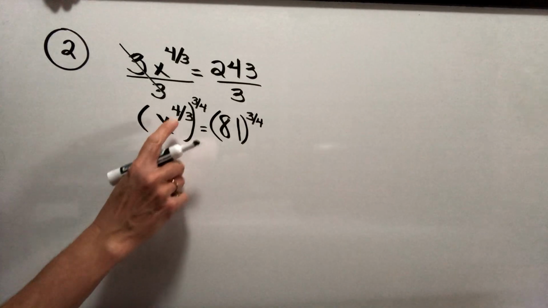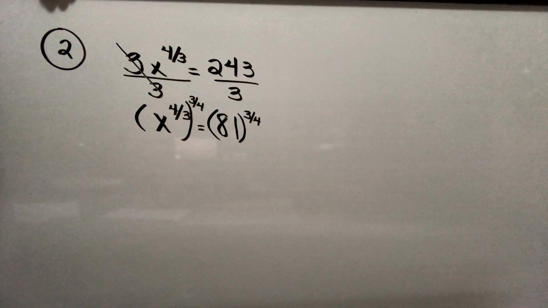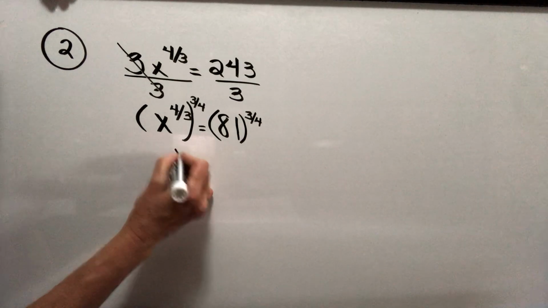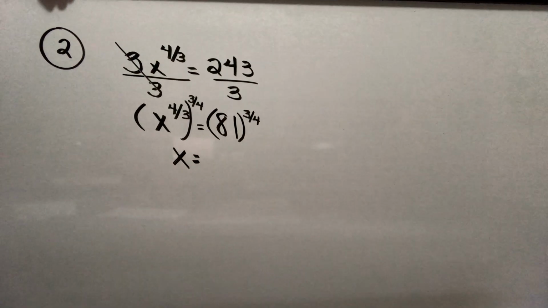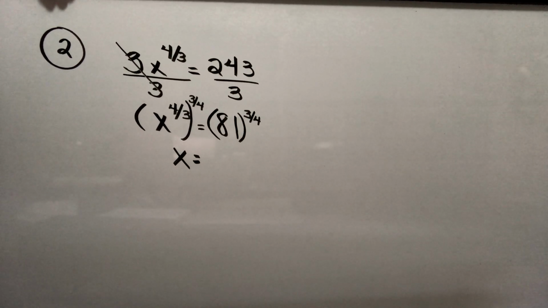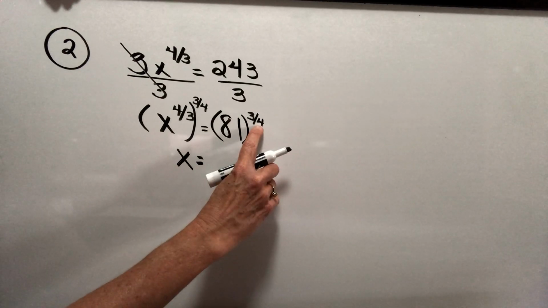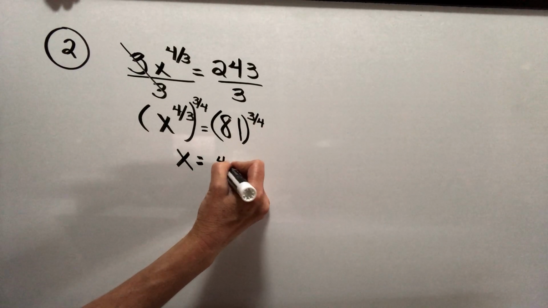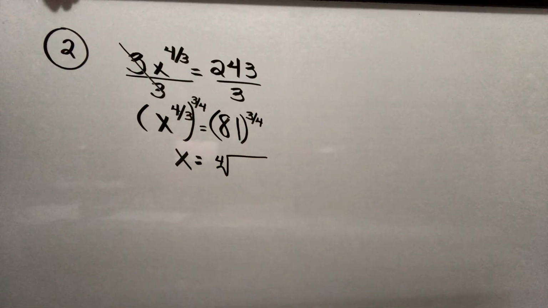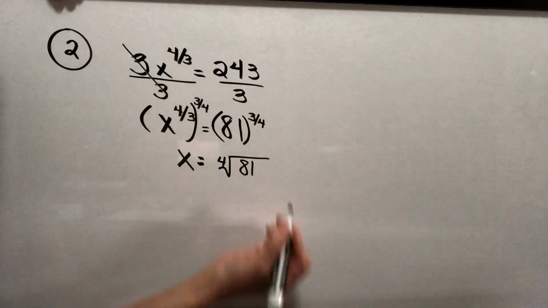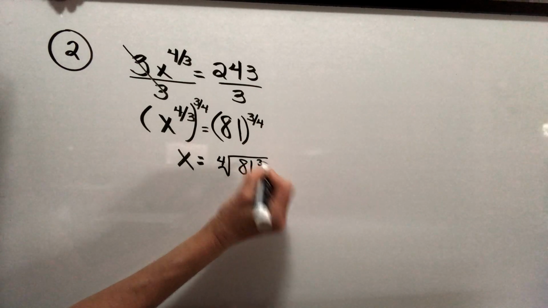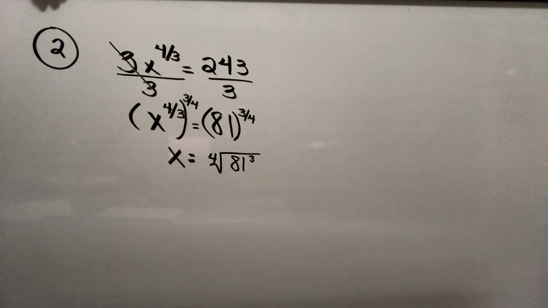Okay, so on the left side, the 4/3 and the 3/4 cancel because you would multiply and it would be 1. On the right side, we're going to change this to a radical. So the denominator 4 would mean it's a 4th root. The 81 would go inside of the root, and the 3 means it's 81 cubed.